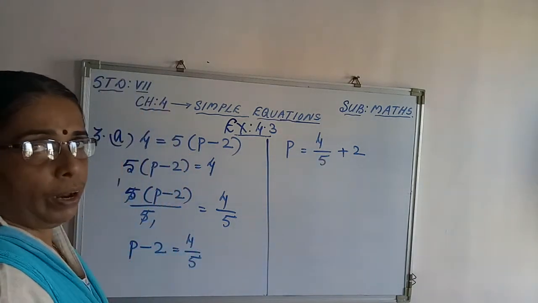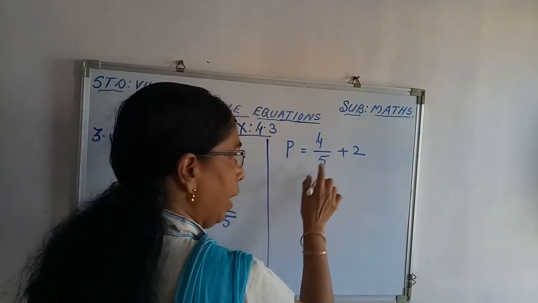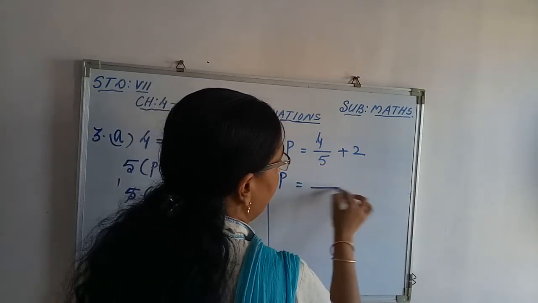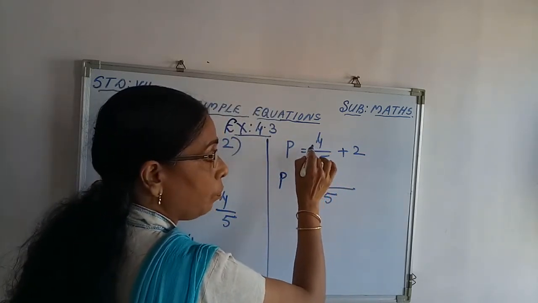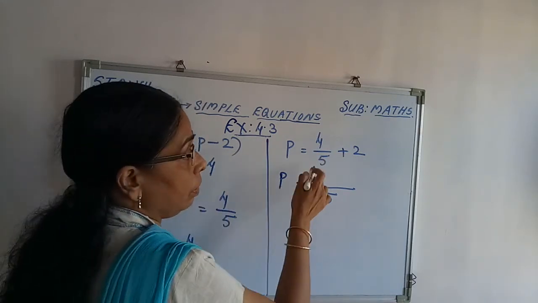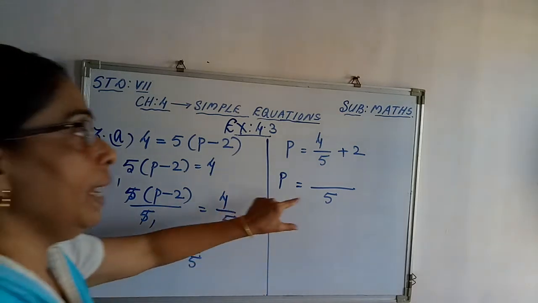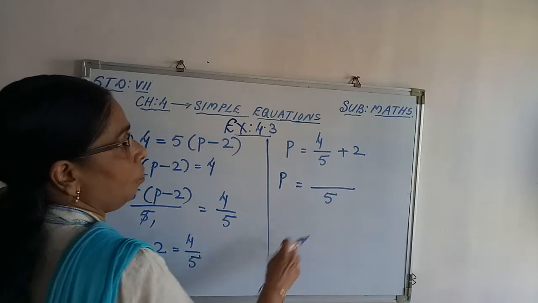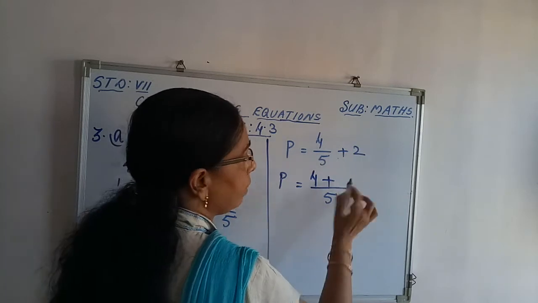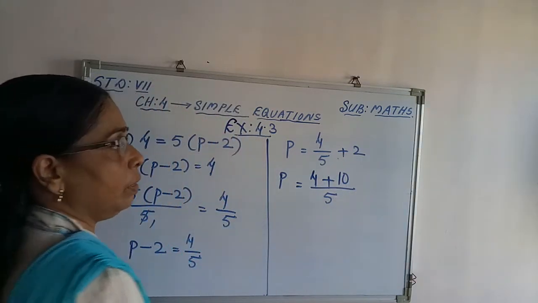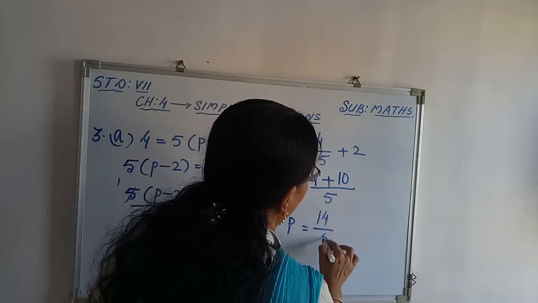So we already learned in fractions how to add. So here we can write, take the LCM. Sorry, I used the word LHS. It is not LHS, LCM. LCM it is 5. So we have to take the LCM, then 5. Here 4 plus multiplying with the LCM, we get 10. 5 2s are 10. So the answer we get, therefore P we will get it as 14 upon 5.